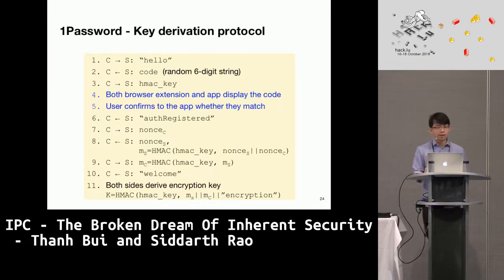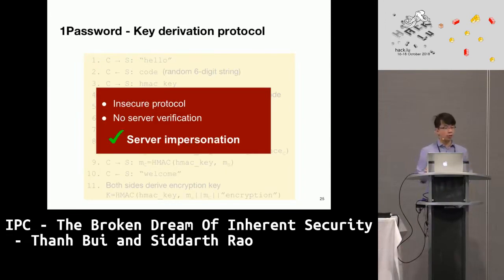And the client here is the browser extension, and the server is the desktop app. There are several problems with this protocol. First, all the material of the final key, the HBAR key and the nonces, are sent out in the messages. Second, on steps 4 and 5, the code that the user has to compare is just a random string. It has nothing to do with the protocol values. Also, on step 5, the user only confirms on the app side. It means that a malicious server can just skip this confirmation.